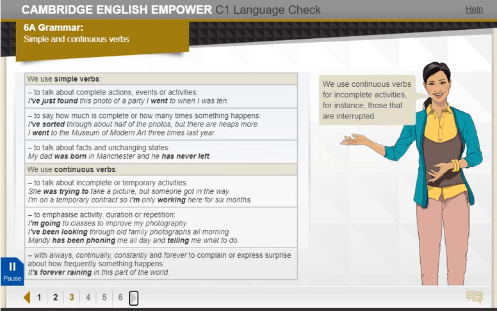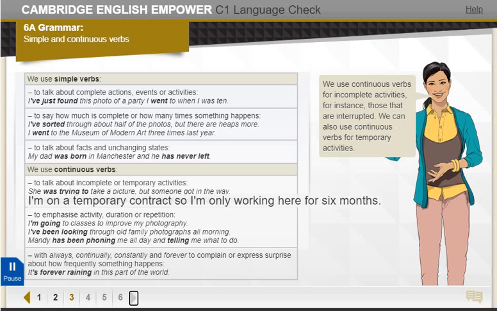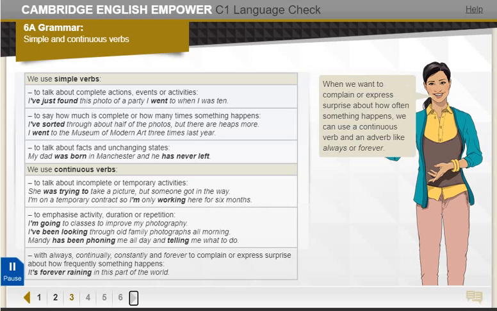We use continuous verbs for incomplete activities, for instance, those that are interrupted. We can also use continuous verbs for temporary activities. When we want to complain or express surprise about how often something happens, we can use a continuous verb and an adverb like always or forever.